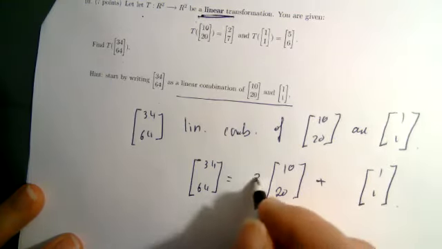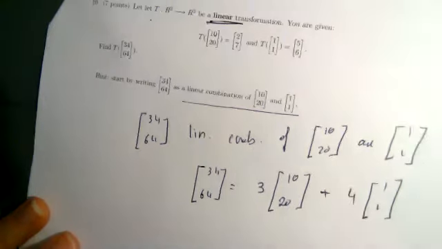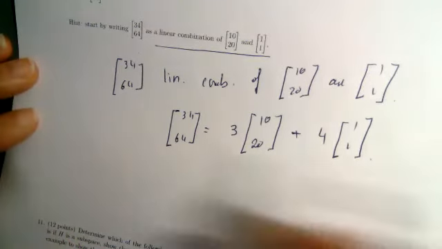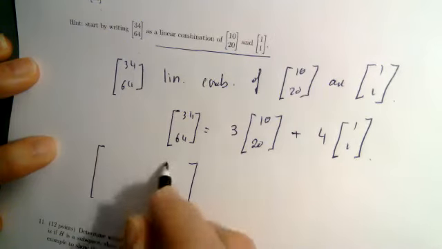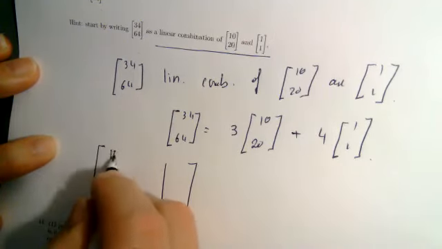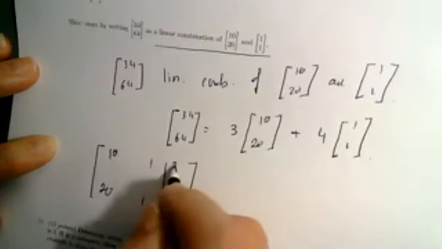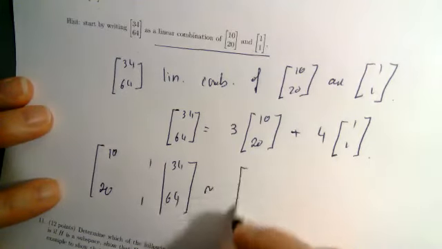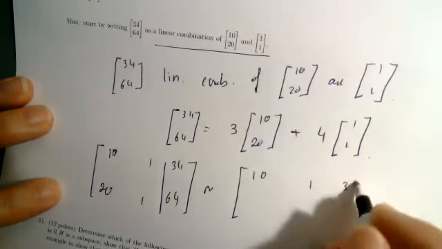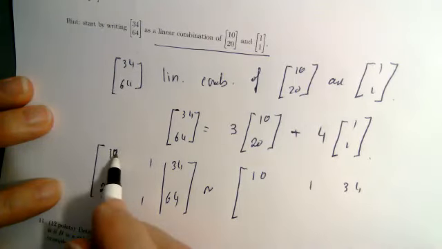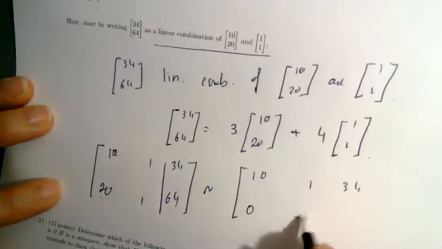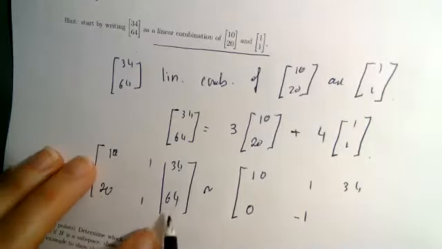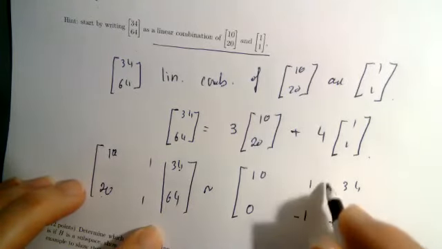3 times (10, 20) plus 4 times (1, 1). Okay, so because I gave you easy vectors, you can basically spot them. If you cannot do them like this, you actually set up the system with (10, 20), (1, 1), and (34, 64), and you try to solve it. Multiply the first by 2 and subtract: that gives you a 0, then minus 2 plus 1 gives you a minus 1, minus 2 times 34 is minus 68, and that gives you a minus 4.